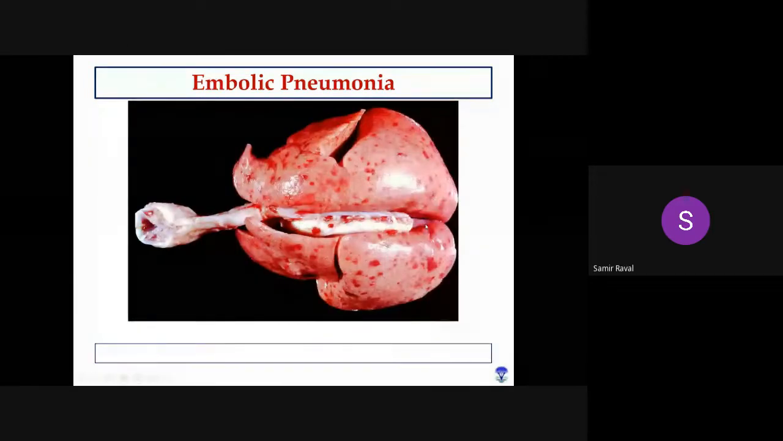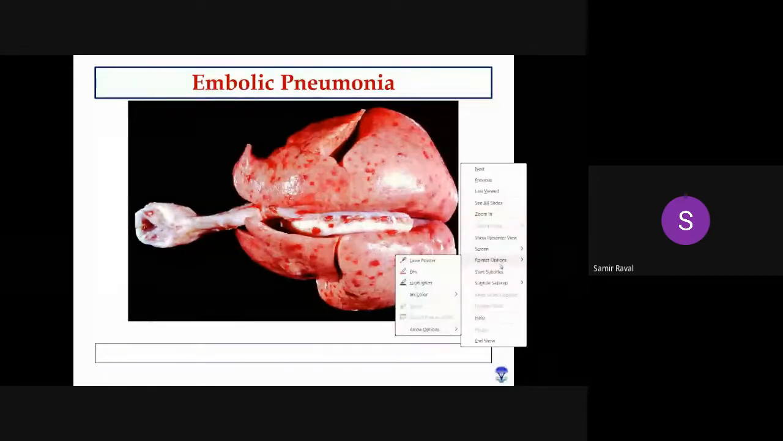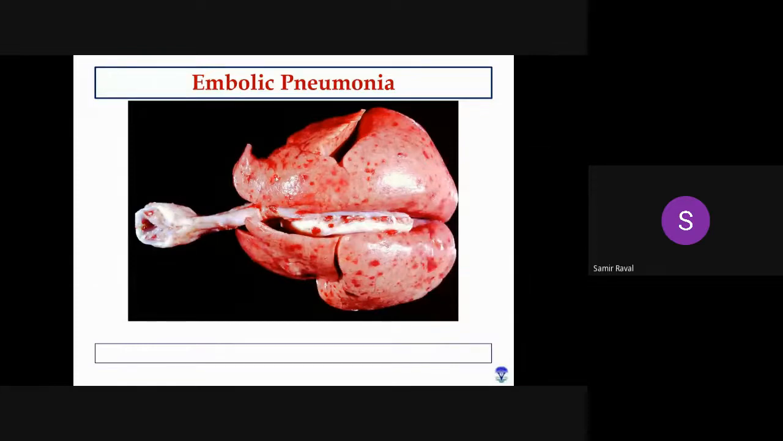Okay, here you can see this is a photograph of a lung. Okay, and here you can see all lobes. All lobes are showing multifocal to coalescing, variable sized areas of hemorrhages, and these areas of hemorrhages are indicative of pneumonia, right? So this pneumonia is showing typical presentations like hemorrhages. Okay, and this is the lung of a pig, and this is due to Erysipelothrix rhusiopathiae.